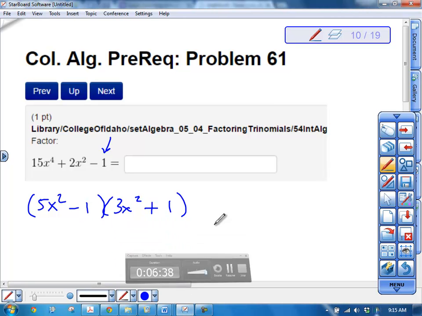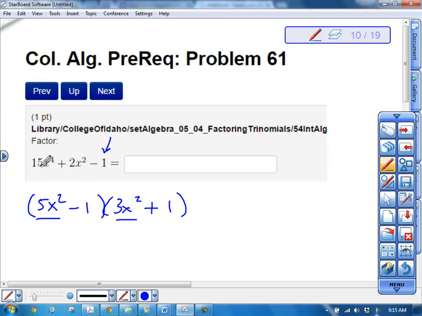So just a reminder on guess and check, you just want two things that multiply together to be the first term right here. And then you want two things that multiply together to be the last term right here, and then check to see if the middle term works out. If not, you're going to have to try guess and check in different factors.